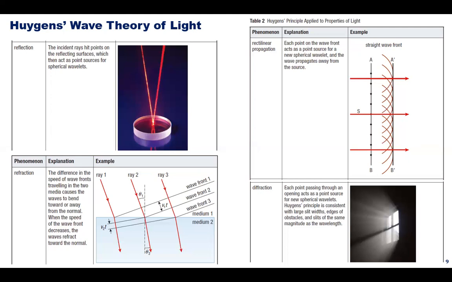Then, Newton's theory went into decline after Young's double-slit experiment demonstrated interference of light waves, which we'll read about in the second half of this lesson.